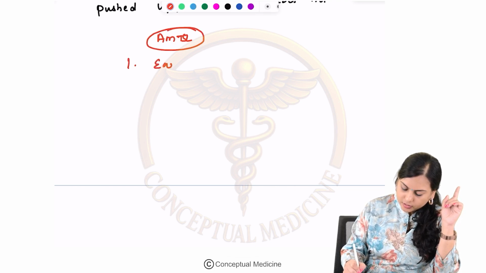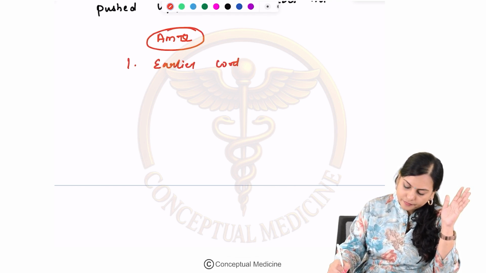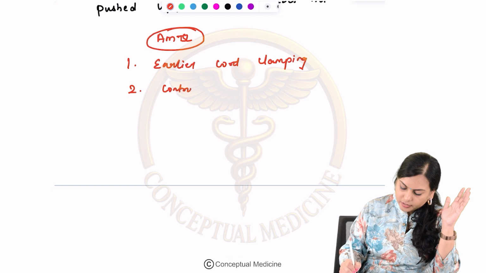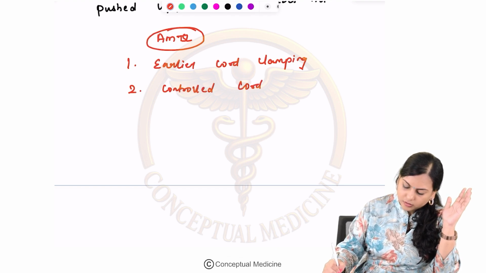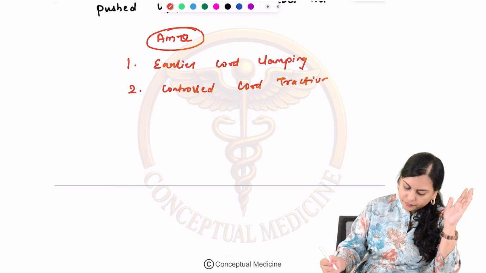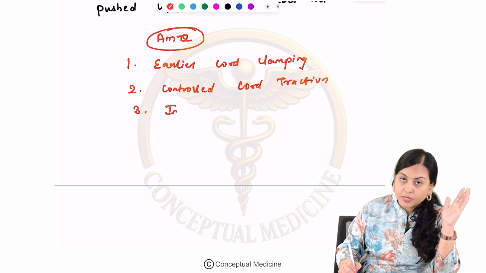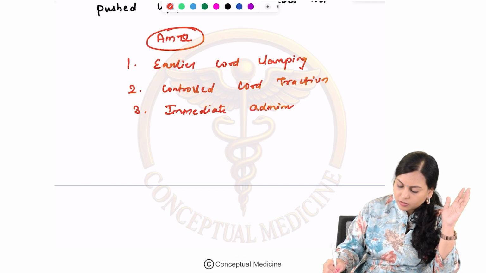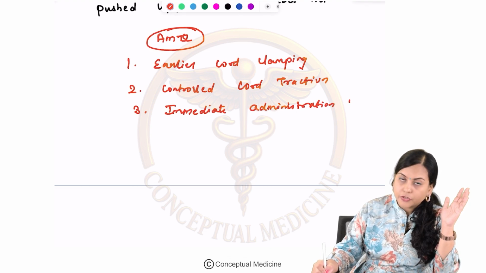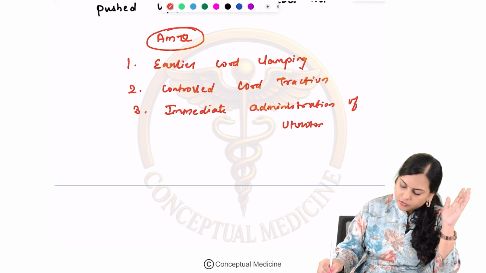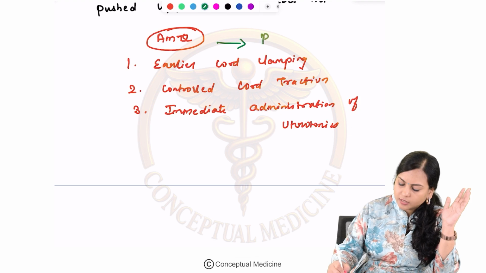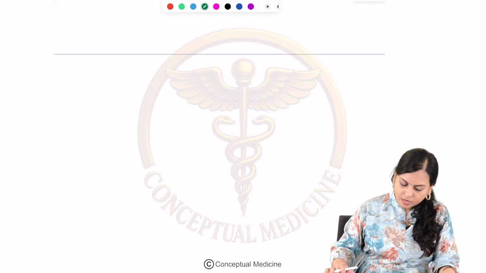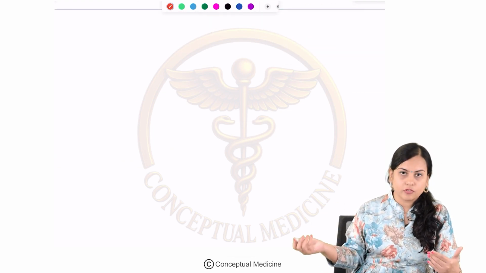That includes earlier cord clamping, controlled cord traction, then immediate administration of uterotonics. Okay. So, these measures are done to prevent against PPH. Clear? Okay. Now, what are the choice of uterotonics we can have?